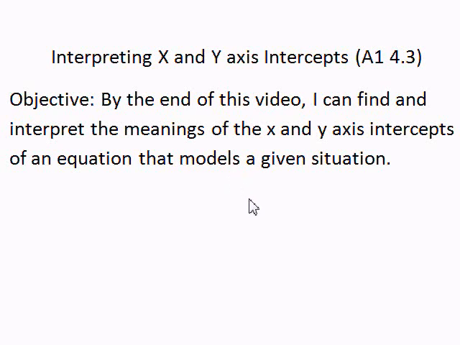Hello, welcome back. Today we're going to be talking about interpreting x and y axis intercepts. The objective is that by the end of this video, you should be able to find and interpret the meanings of the x and y axis intercepts in an equation that models a given situation.